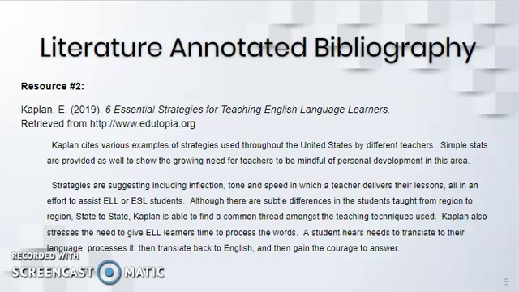My next resource was Kaplan, and this is 6 Essential Strategies for Teaching English Language Learners. I retrieved this from edutopia.org. Now, similar to Gonzalez, Kaplan condenses and offers strategies for teaching ELL students. While there's certainly some crossover, the main strategy that was pointed out was the need for educators to speak slowly and increase waiting time. So this was the key idea that I got from this resource.